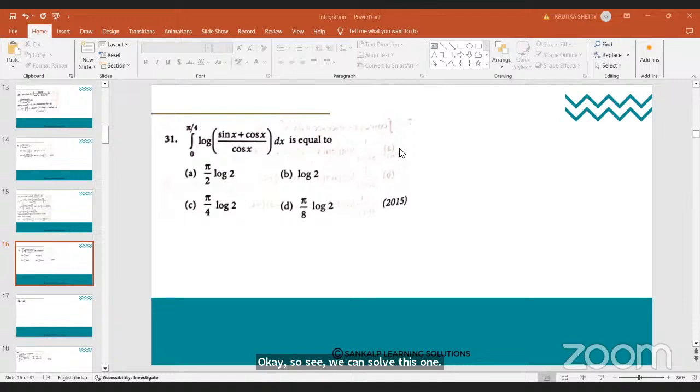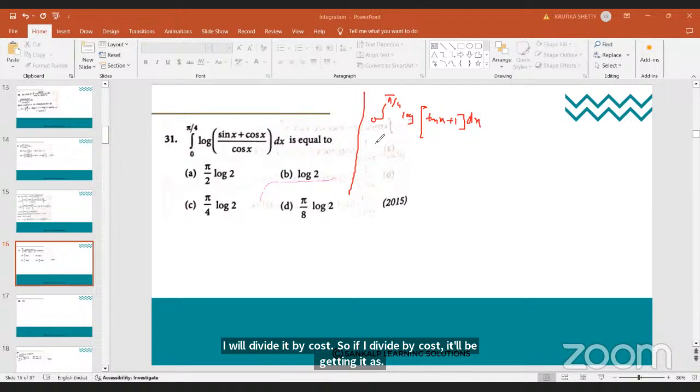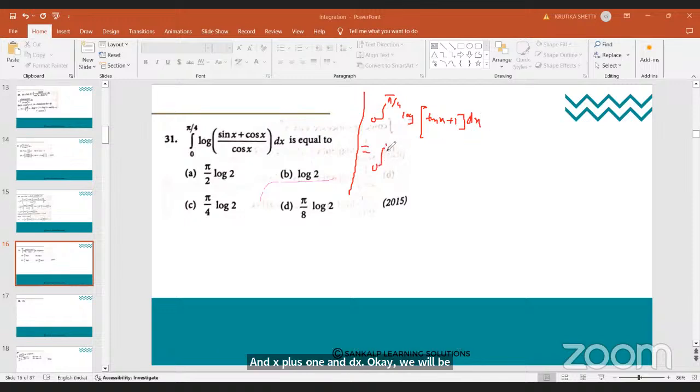Here, first we need to make use of trigonometry formulas again. If you are good with trigonometric formulas, you will find it easy to understand the solution. So what we can do here is say 0 to pi by 4. Whenever limits are there, we need to make use of the properties. I will divide by cos x, and then we will be getting tan x plus 1 and dx.